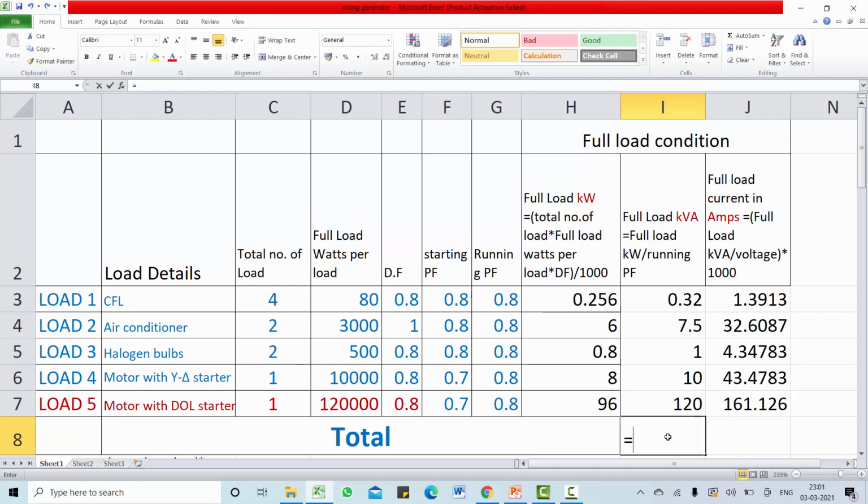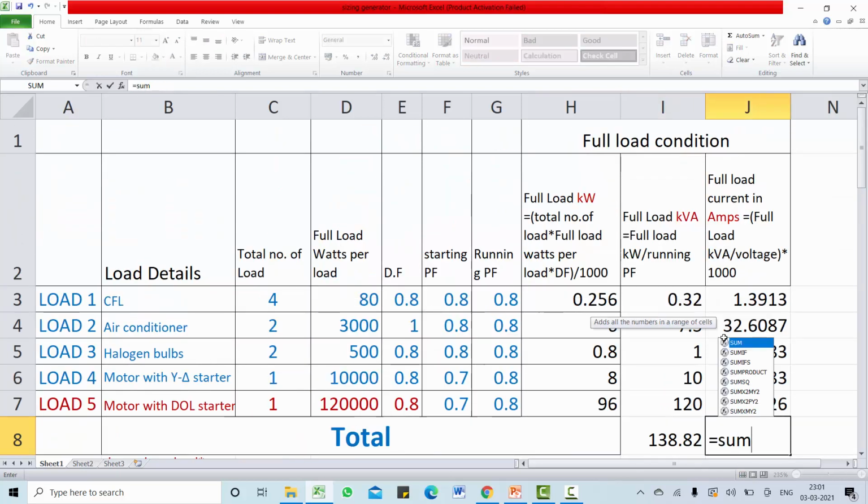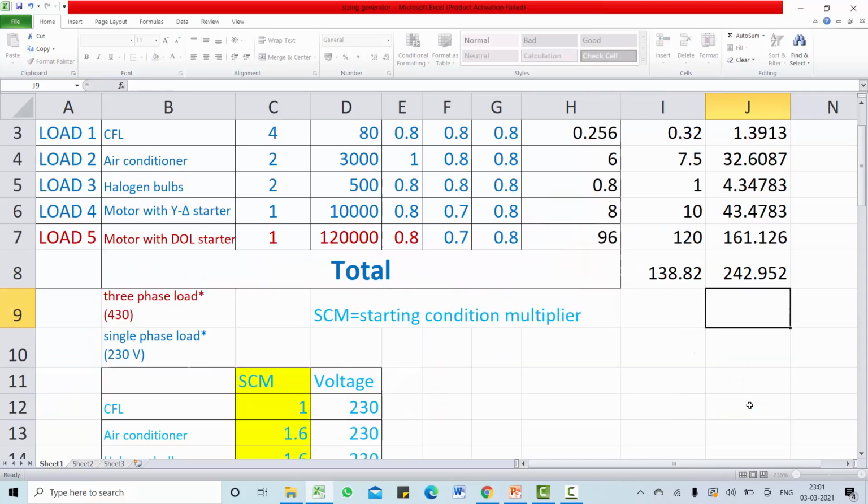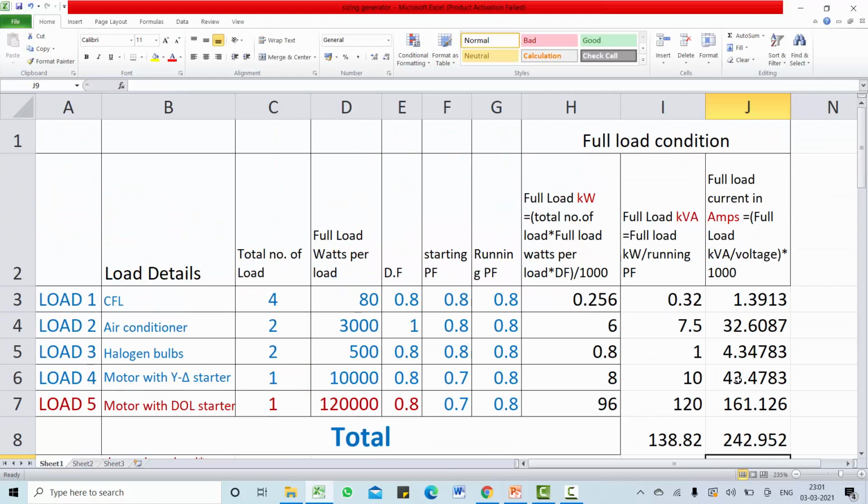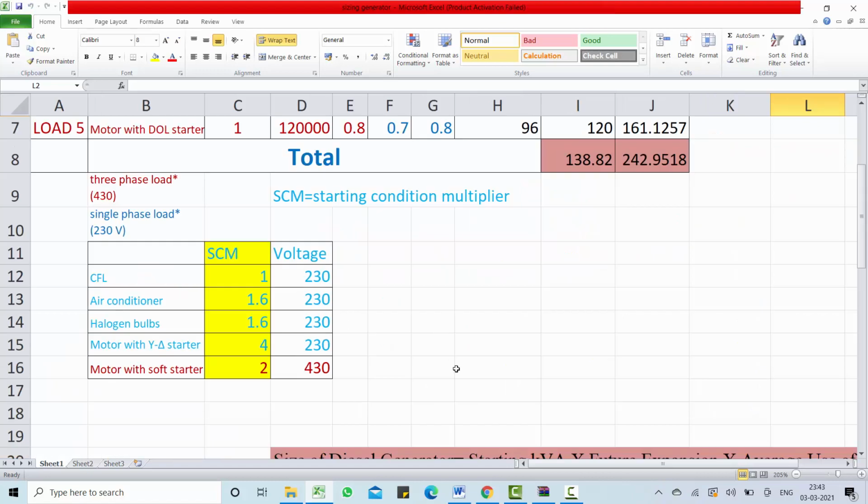Now what is the total full load kVA? The total full load kVA is the sum of these values, sum of these values. But remember, we have calculated the full load current as well as the full load kVA. This is not going to give the final conclusion for this problem, since the starting current of the motor is always greater than the rated current of the motor.